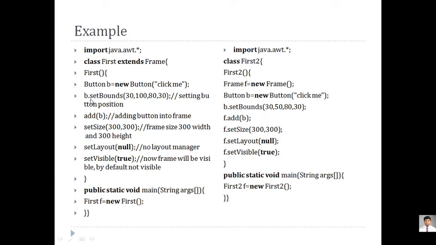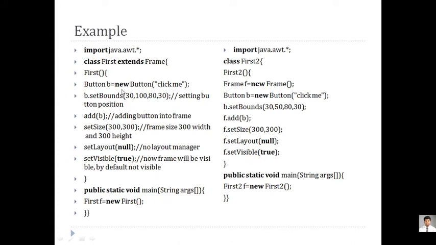If you don't want to stretch the button, you don't use this. But for GUI purposes, if you want a specific size of button to be displayed, it is setBounds. Now this button I want to add, so add(b). Then setSize. Size of what? This is the size of the frame. So whatever frame I am creating, I am setting the size.